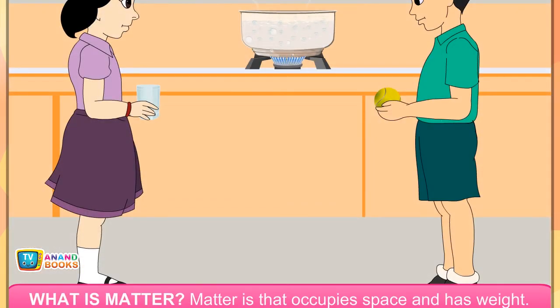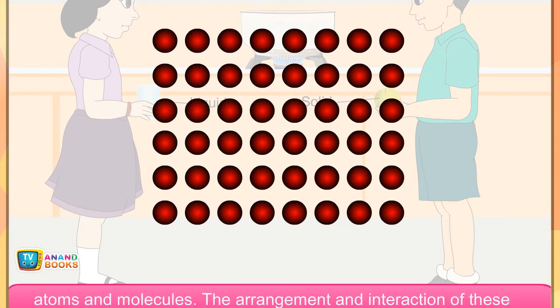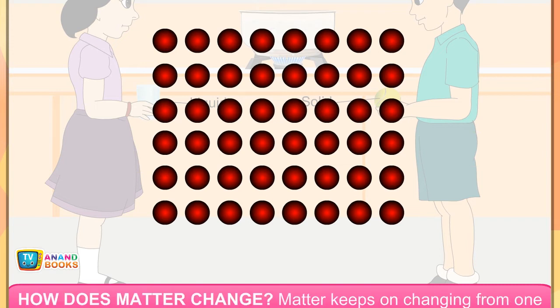What is matter? Matter is that which occupies space and has weight. Matter can exist as solid, liquid, and gas. Matter is made up of atoms and molecules. The arrangement and interaction of these molecules give a substance its physical and chemical properties. How does matter change? Matter keeps on changing from one state to another.